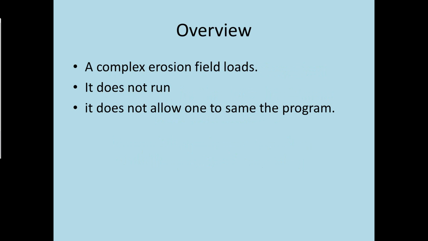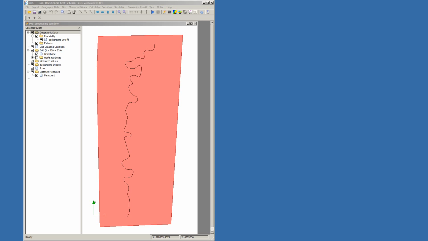Quick overview before I show you the screen. A fairly complex erosion field does load up into the iRIC platform with the already built import feature, but ultimately it doesn't run when you try and run the program, and in addition when you try and save the program, the program bombs. So here you have an iRIC run using actually a new center line that I've digitized. It's essentially the Ord Ferry reach, but it's extended.